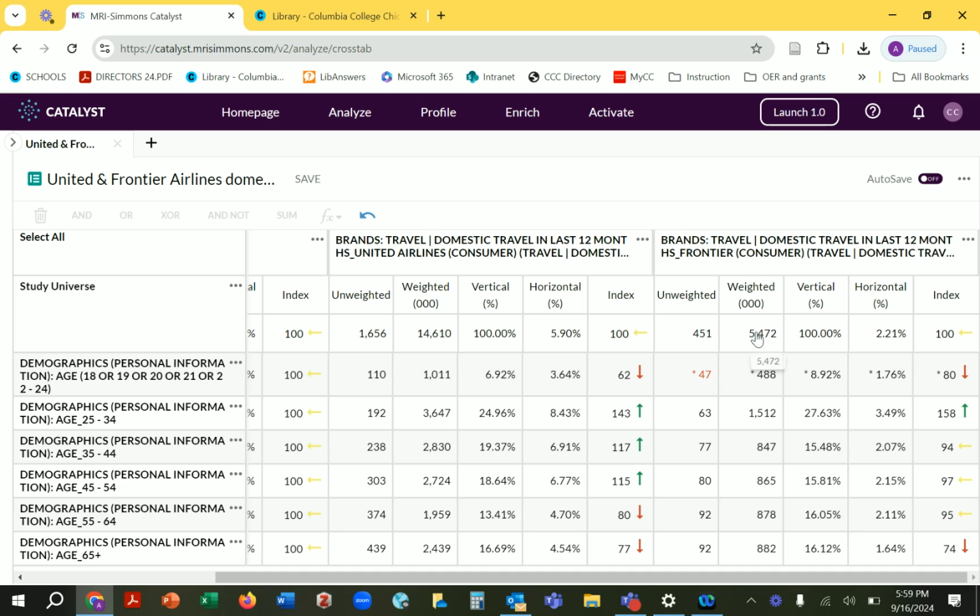And one thing to look out for is the asterisk. If there's an asterisk, and especially if there are two asterisks, it means that the number of respondents was not statistically significant. In other words, there were too few respondents to get statistically reliable results.